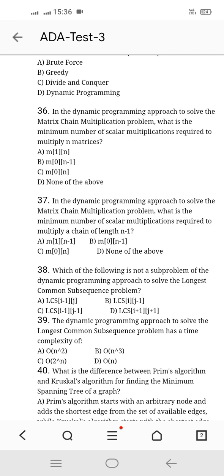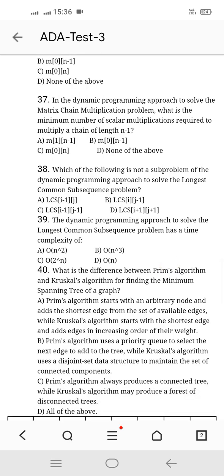36. In the dynamic programming approach to solve the matrix chain multiplication problem, what is the minimum number of scalar multiplications required to multiply n matrices? Option B, m of 0, n minus 1. 37. In the dynamic programming approach to solve the matrix chain multiplication problem, what is the minimum number of scalar multiplications required to multiply a chain of length n minus 1? Option B, m of 0, n minus 1.